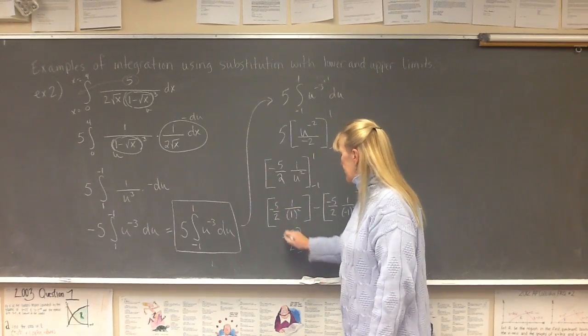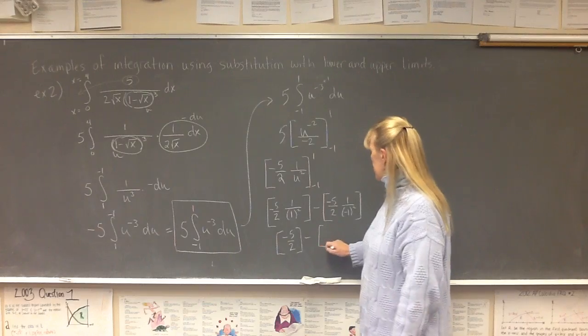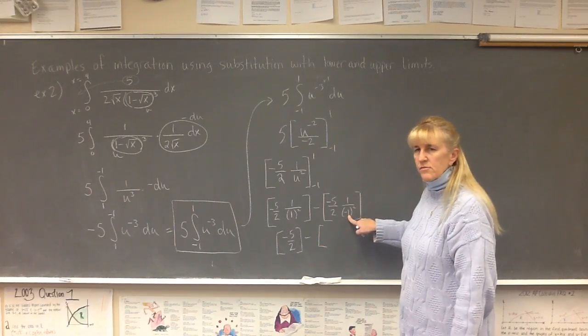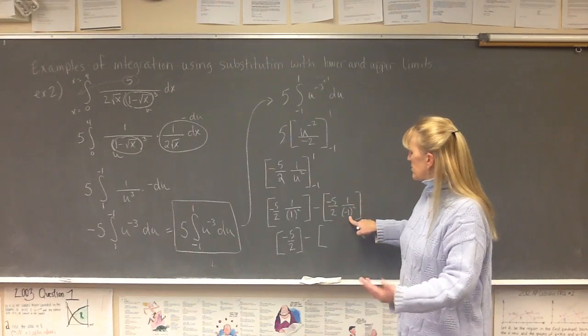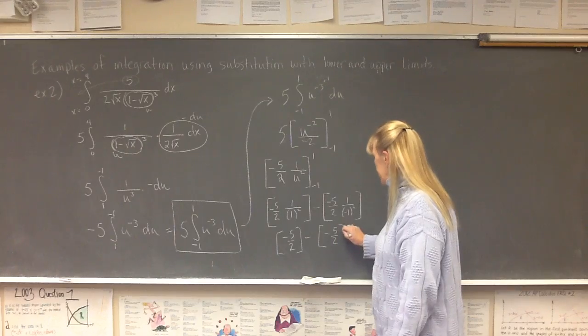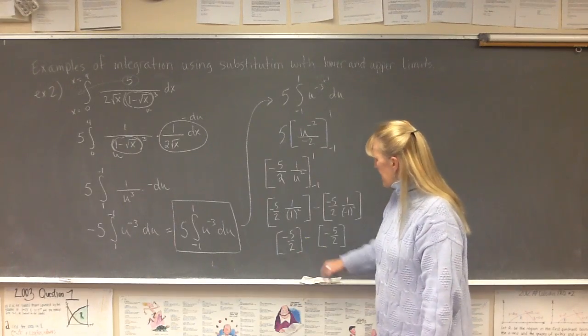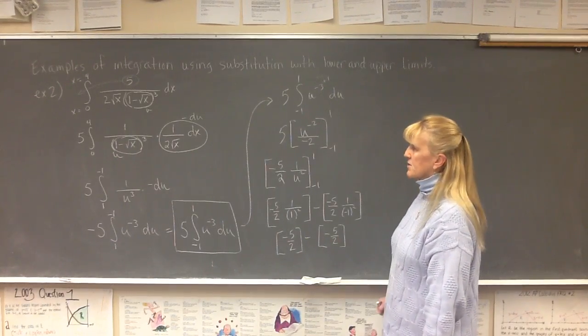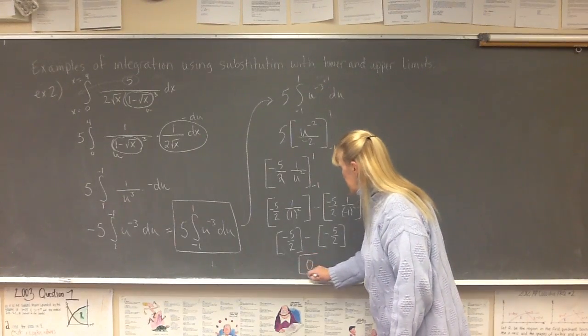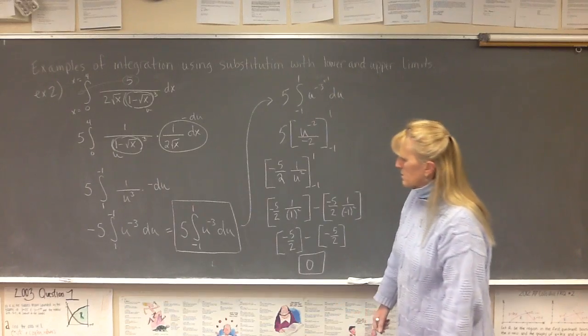I'll keep my bracket for just a minute because I don't know what's happening over here. I take a negative 1 and I square it. That's still a positive 1. 1 divided by 1 is still 1. So this is a negative 5 halves. So what is a negative 5 halves plus 5 halves going to give you? And that answer is 0. Big old goose egg. Okay?